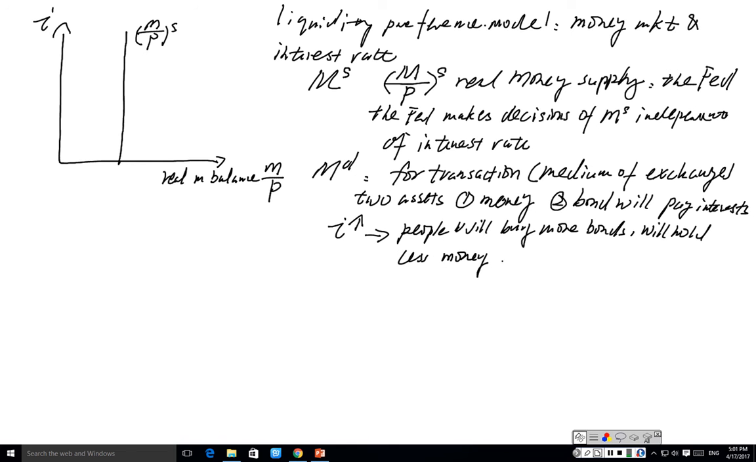Right? And we know holding money means the money demand. If people hold less money on hand, it means the demand for money will go down. And here you can see the relationship between the interest rate and the money demand is negative. Which means the money demand curve will be a downward sloping curve. So now we want to see one application here.